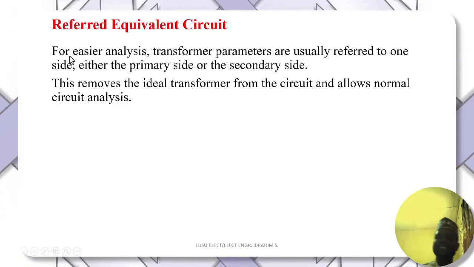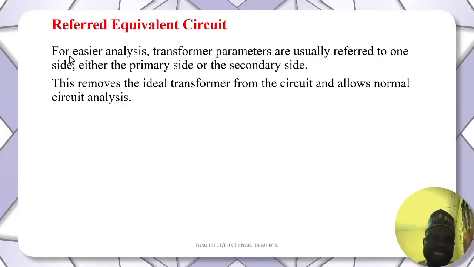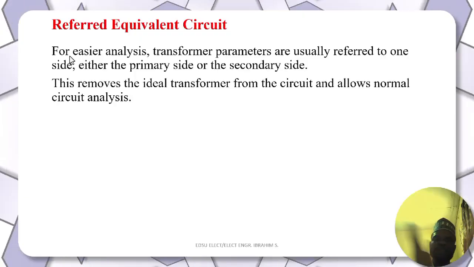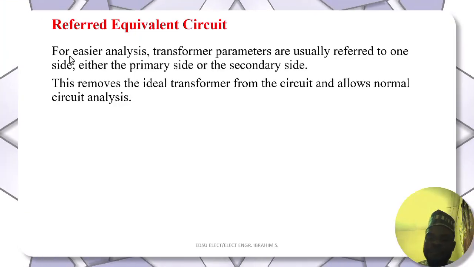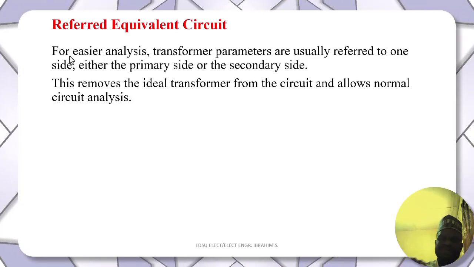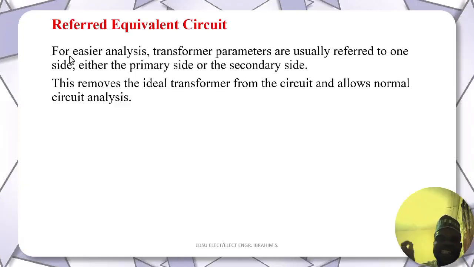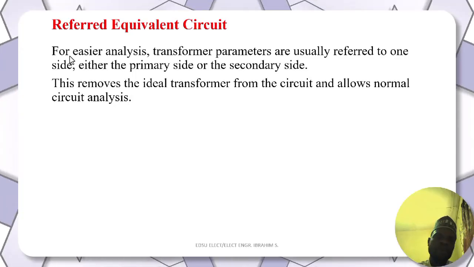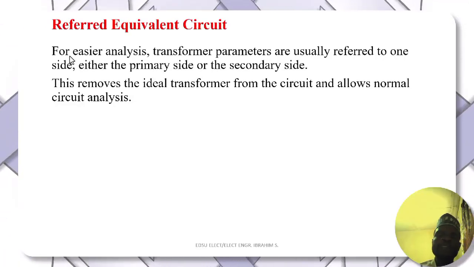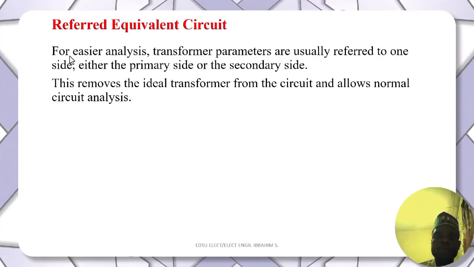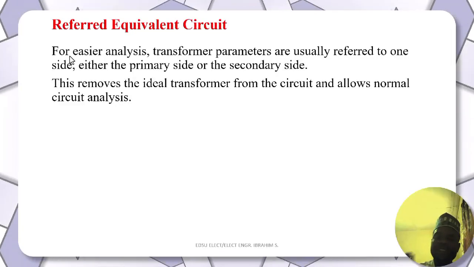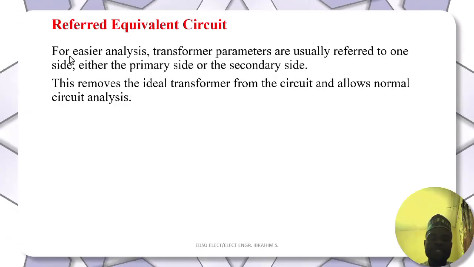So, the referred equivalent circuit. For easy analysis, transformer parameters are usually referred to one side. Either you are referring to the primary side or to the secondary side. Let's say you are referring to the primary side, then there are some components at the secondary side that will affect your calculation at the primary side. Let's assume the transformer is on no load. When you say on no load, it means the secondary is open circuited while the primary is connected to the source.